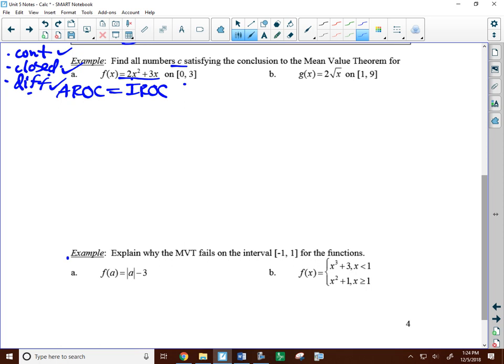The AROC is f of b minus f of a over b minus a. So let's do that one first, where b is 3 and a is 0. So f of 3 minus f of 0 over 3 minus 0. 3 minus 0 is 3. For f of 3, we plug in 3. 3 squared is 9, times 2 is 18, plus 3 times 3 is 9, so 27. When I plug in 0, f of 0 is 0 plus 0 equals 0. So you get 27 over 3, which is 9.